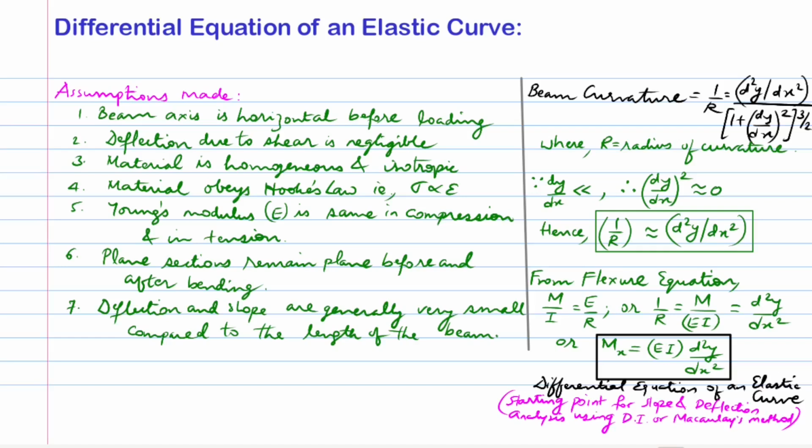Note that the distance x is taken positive when measured from left to right, and the vertical distance or deflection y is taken positive when measured above the undeformed neutral axis and is negative when measured below the undeformed axis of the beam. Also, the angle of the slope is measured in radians.